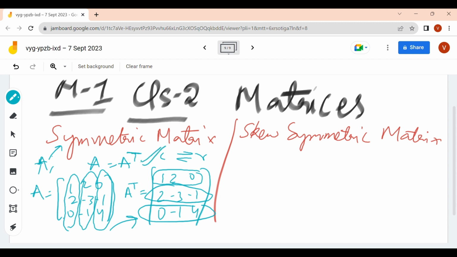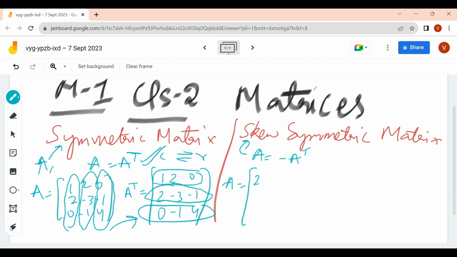Then what is a skew symmetric matrix? A skew symmetric matrix is just the same but with a negative symbol: A equal to minus of A transpose. I'll give an example for this also. Then that A is called a skew symmetric matrix.